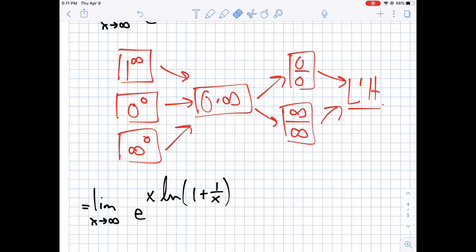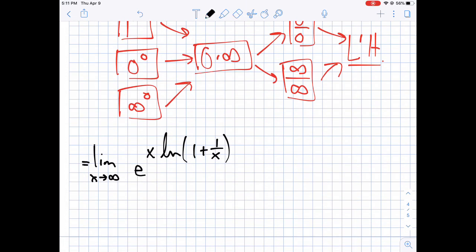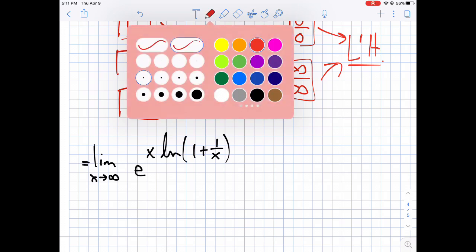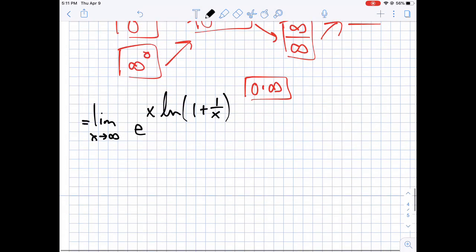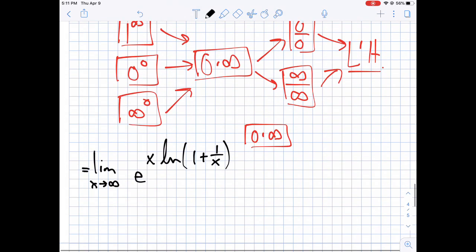Okay, so let's clean that up a bit. We now have, as we said, 0 multiplied by infinity. So let's take one of them and put it artificially into the denominator, giving us 0 over 0 or infinity over infinity. So that means we have the limit as x goes to infinity. Let's leave our base of e alone.